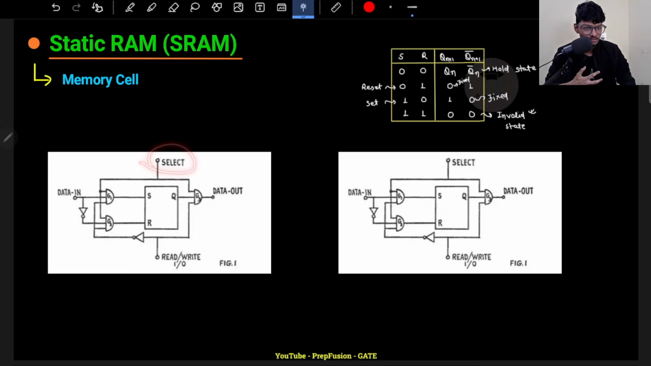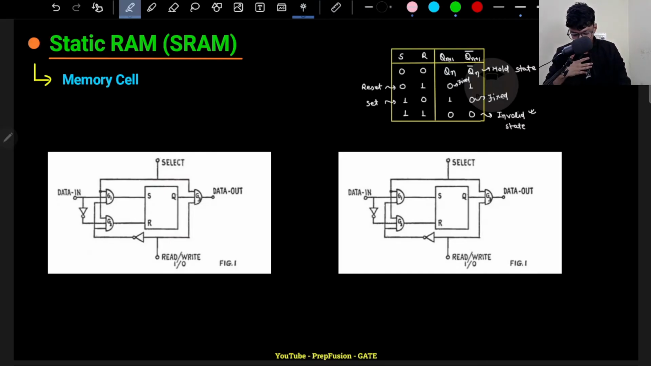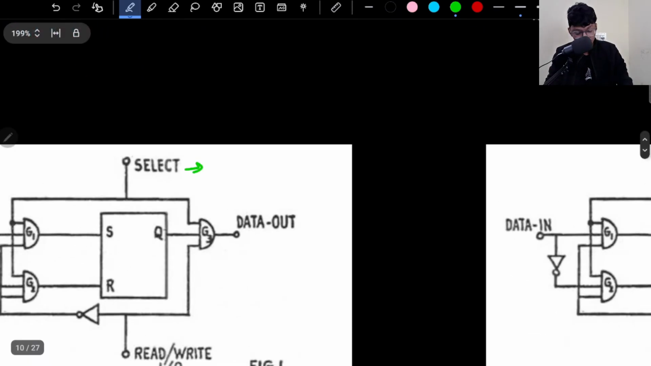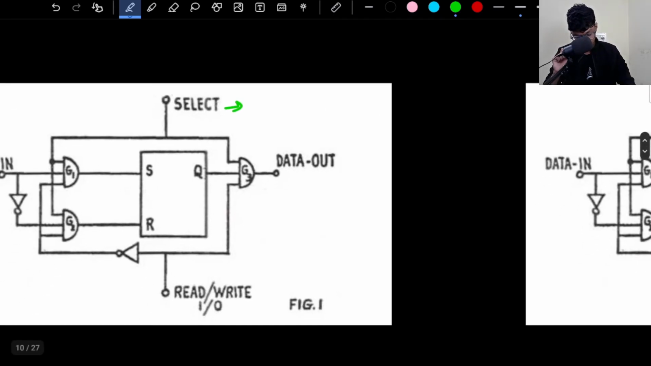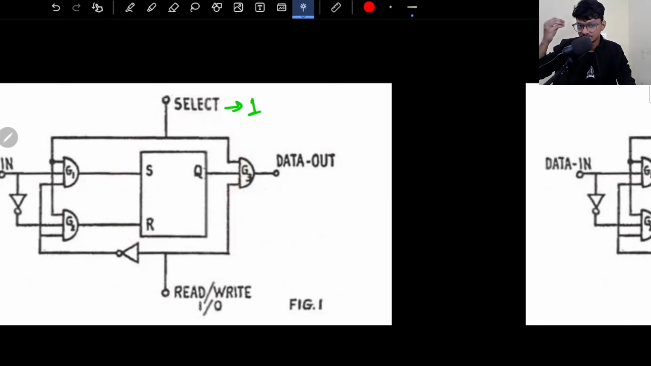So what is the select line? The select line is the line I need to select the flip flop. It is required because if I'm doing a write or read operation, I have to select the particular flip flop where I'm writing or reading. That's why this is required. When this is 1, that means I have selected this flip flop. If this is 0, that means I have not selected this flip flop.